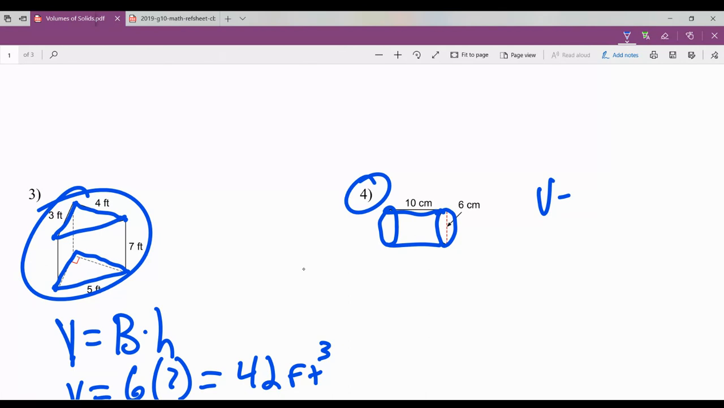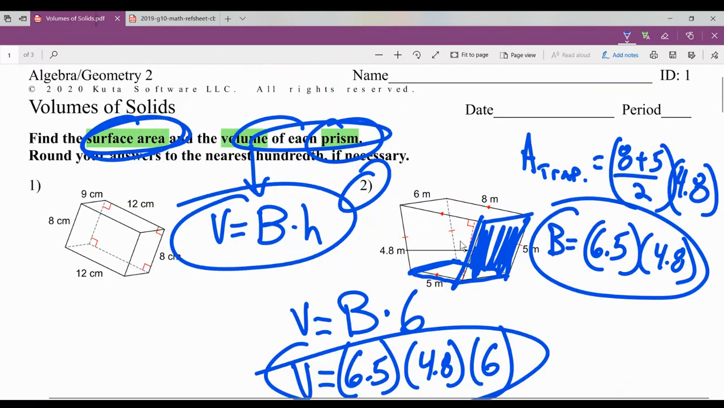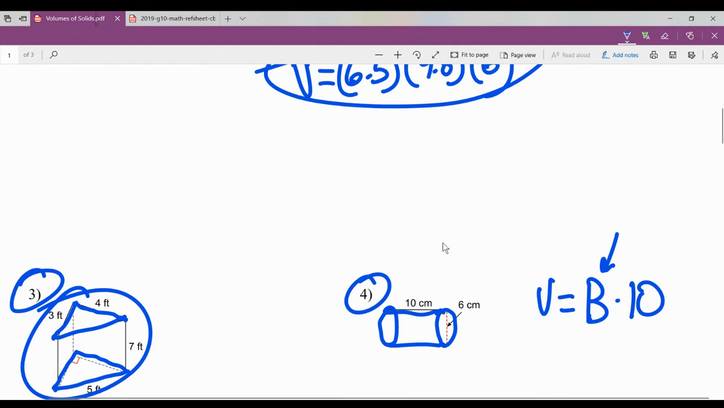So volume is area of the base times the height, which is 10. The only difference here is that the area of the base gets calculated in its own special way. But we did that for number 3. The base was a triangle. That has its own formula. In number 2, the bases were trapezoids. A trapezoid has its own formula.